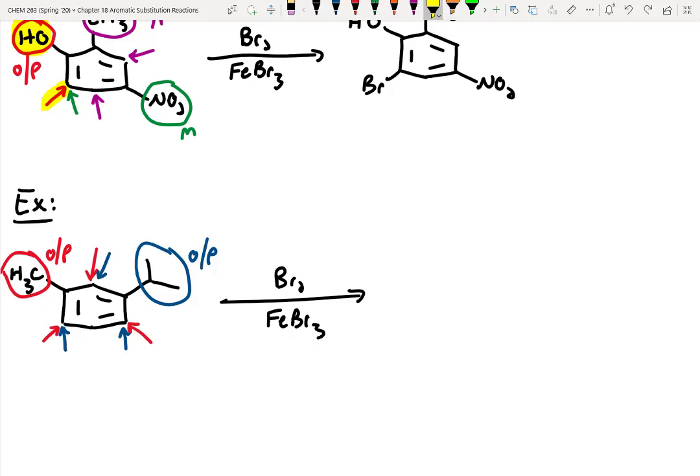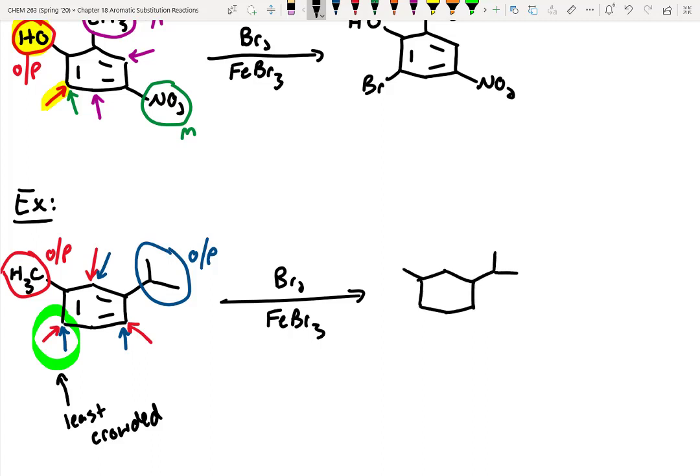Then if we compare the two remaining carbons, we've got this position over here next to the isopropyl group, and then this position over here, which is next to the methyl group. In this case, I would say the position next to the methyl group is going to be a lot less crowded than the position next to the isopropyl group. So let's go ahead and clearly label this in our notes. And then we'll just say that this position is least crowded. All right, so if we do the bromination, it should end up coming off of this carbon right here. And this would be our major product. All right, so that hopefully explains the order of priorities. And as you can see, we only use the tiebreaker rules if we really have to.